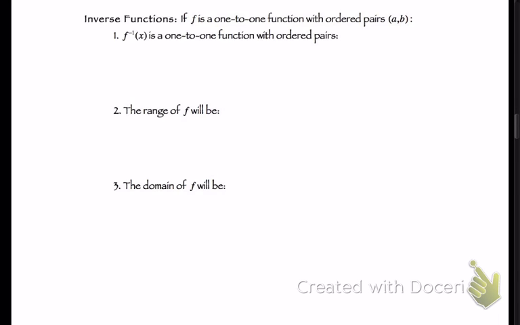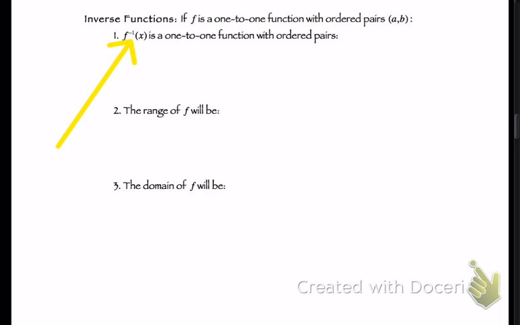What if I tell you that if a function is 1-to-1 and has ordered pairs a comma b, new notation for you. This is how we write the inverse of functions, f to the negative 1 of x. It's how we write inverse functions. So if f is a 1-to-1 function with ordered pairs a comma b, well then the inverse is also a 1-to-1 function with ordered pairs.